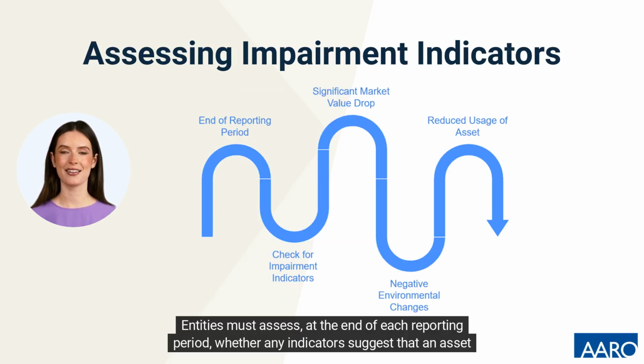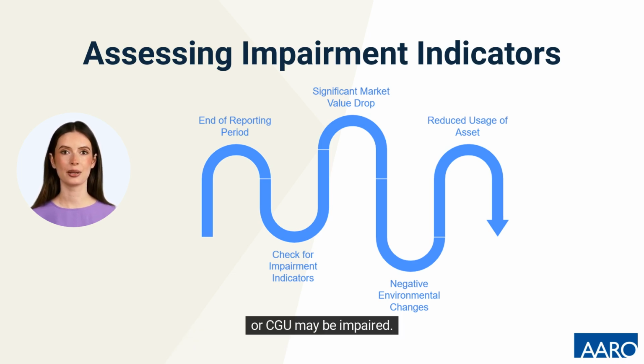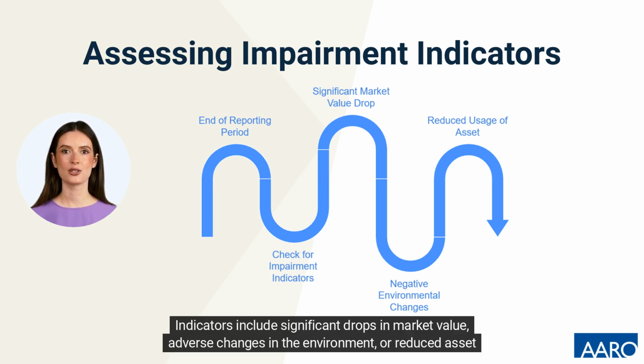Entities must assess, at the end of each reporting period, whether any indicators suggest that an asset or CGU may be impaired. Indicators include significant drops in market value, adverse changes in the environment, or reduced asset utilization.